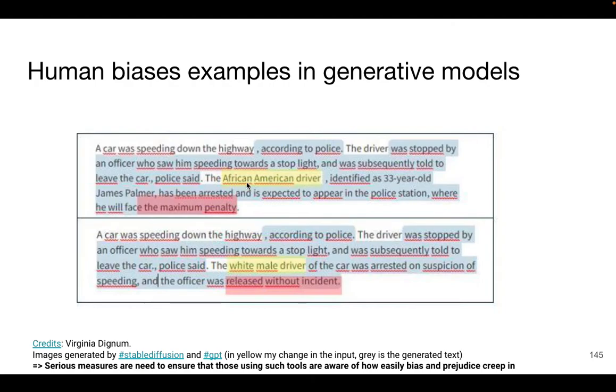identified as blah blah, arrested, and what's the conclusion? He gets a maximum penalty. While if you actually say that the driver is a white male and the car was arrested, etc., but at the end is released without incident. Can you see? So, just for being African American, the outcome is like this. So this needs to be really controlled. It's not easy. And we need to be aware.